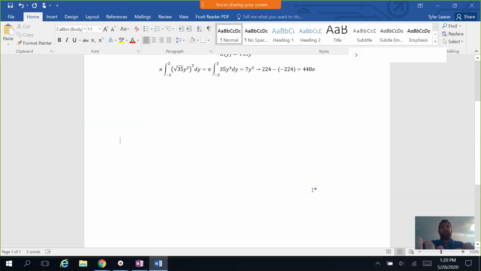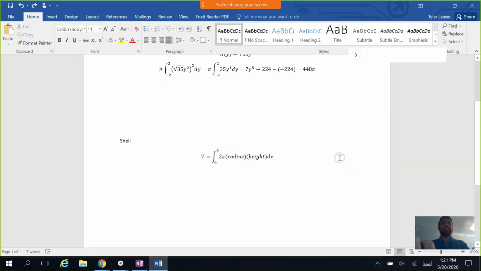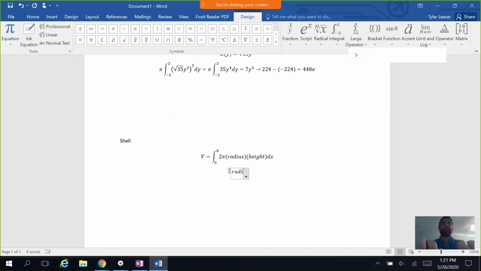Because we're doing the shell method, let's at least get the formula for the shell method written down. That's going to be the volume is the integral from wherever we need to go to wherever we need to go of 2 pi, the radius of the shell times the height of the shell. Because for part A, we're going along the x-axis for my slices, it's going to be dx. So we need to come up with the radius and the height as a function of x.